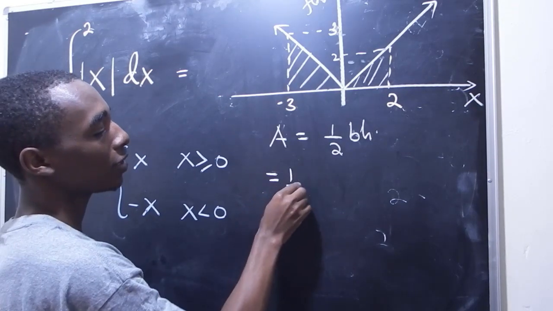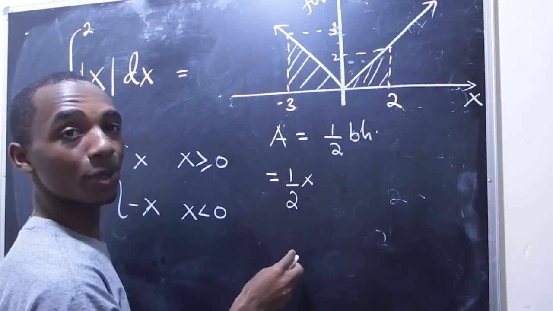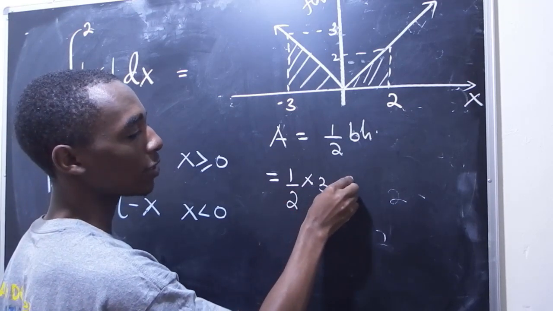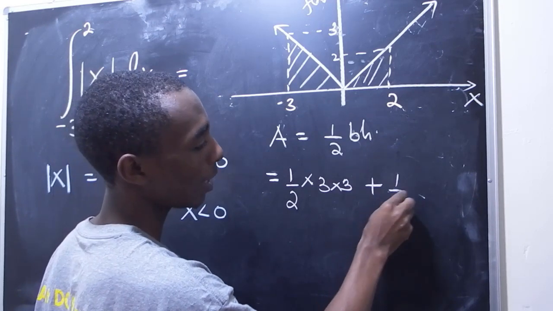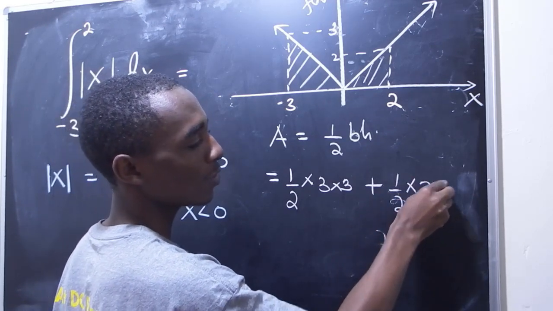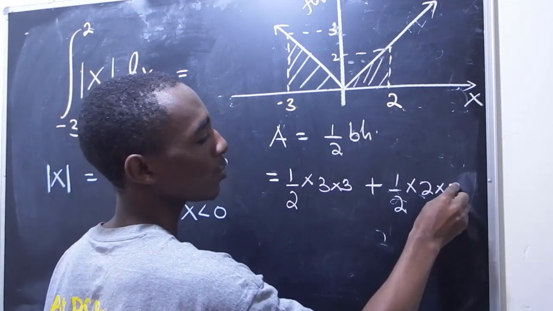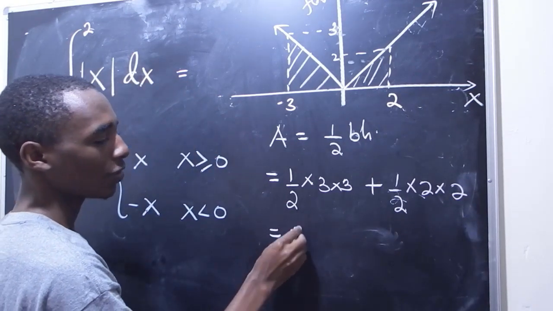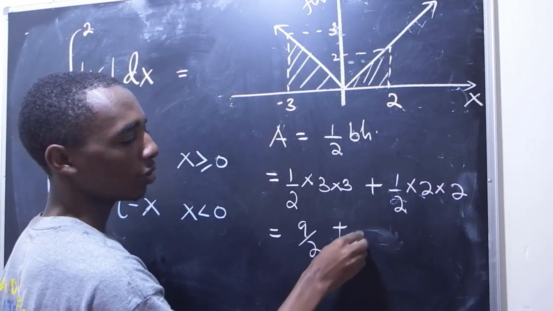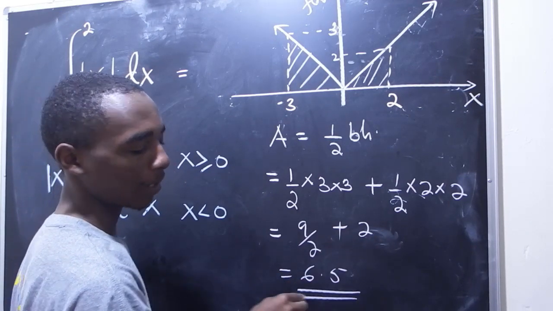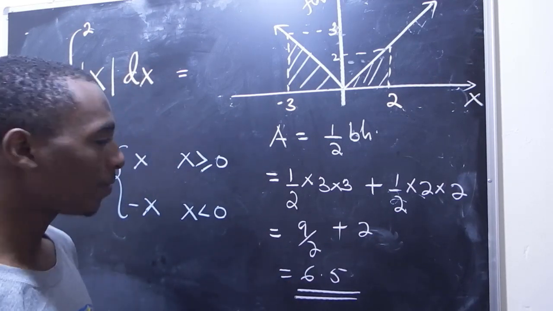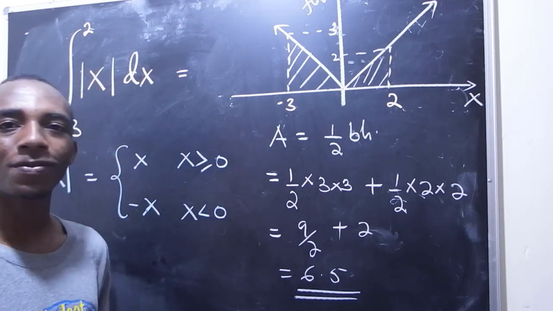Okay, let's go ahead and do that. For the first triangle, that's a half. The base is 3 units. The height is 3 units, okay? Plus, for the second triangle, we have a half times the base is 2 units, okay, and the height is also 2 units. So that's going to be 9 over 2 plus 2, which is 6.5. Again, this is the answer we obtained previously by integrating the piecewise functions.